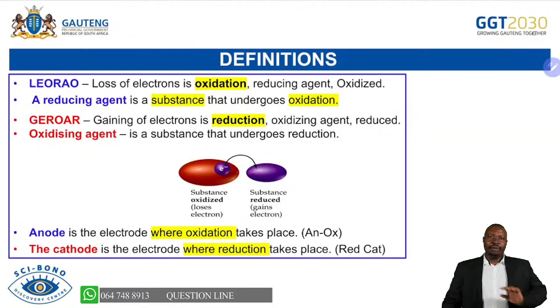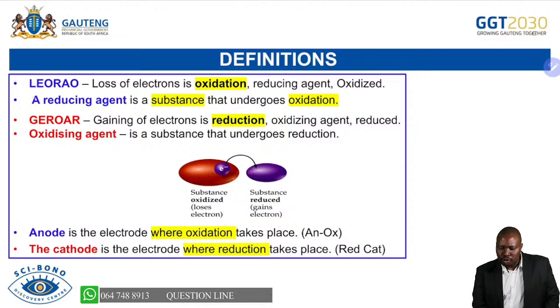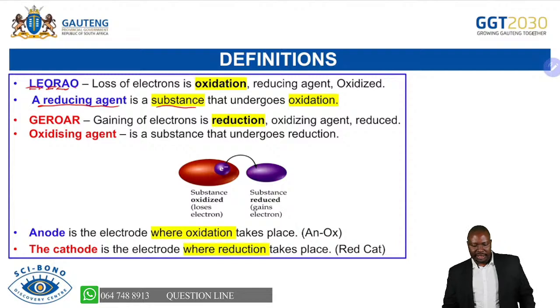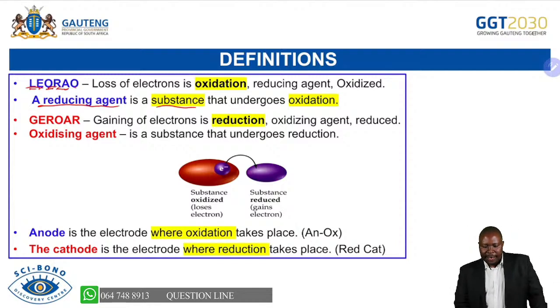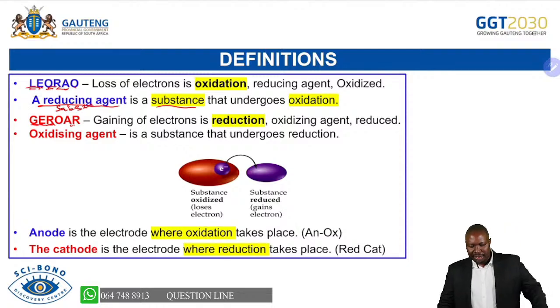Now, the definitions, I'm done with this slide because I've already indicated to you that loss of electrons we call oxidation. I've already indicated that a reducing agent, which is your RA now, is a substance that undergoes oxidation, or a substance that loses electrons, or the substance that is oxidized. Now, you understand that one. As well, we are saying gaining of electrons is reduction, and the oxidizing agent is a substance. Don't forget, a substance that undergoes reduction, or a substance that gains electrons, or a substance that is reduced. So these mnemonics, I'm telling you, will help you in remembering all that.